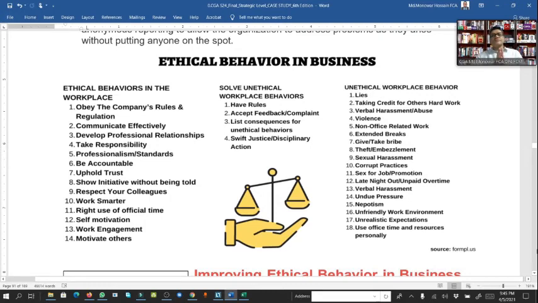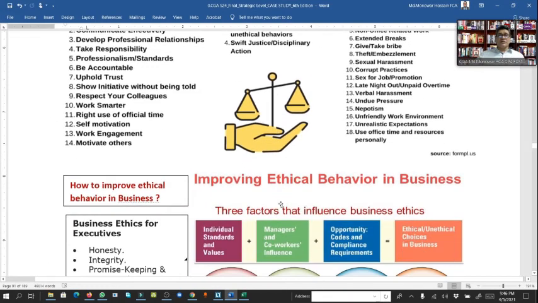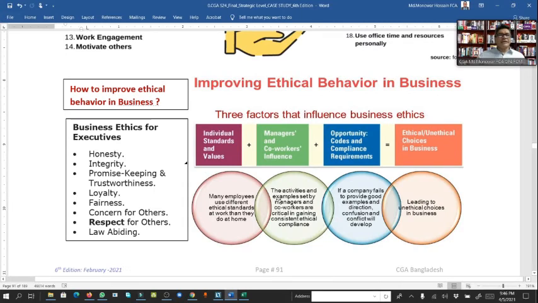Solving unethical workers' behavior, that means how we can solve it: we need to establish the rules, accept compliance, list the consequences, etc. Disciplinary action is required for understanding. Unethical workplace behavior includes different types, such as sexual harassment and violence, non-official conduct, etc. These are unethical, but we have to obey the organization, and we should do the ethical things.